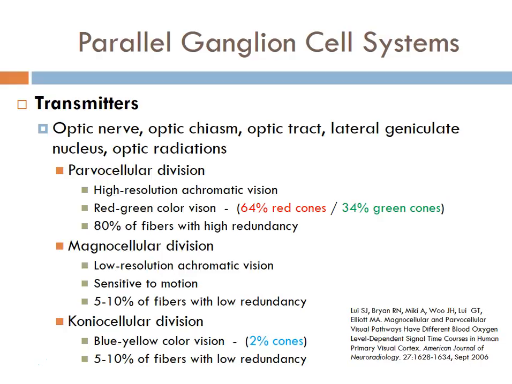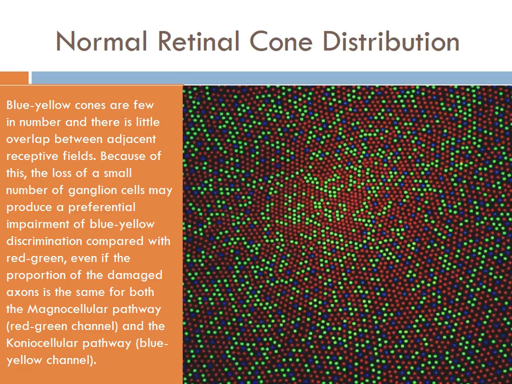The magnocellular division, which we usually talk about when we're talking about glaucoma, is achromatic and does not transmit any color information. The coniocellular transmits the blue-yellow, and you see this significant difference there, where only 2% of the fibers and the cones are responsible for transmitting blue-yellow vision, where you have 98% responsible for the red and the green. And that differential is kind of demonstrated here.